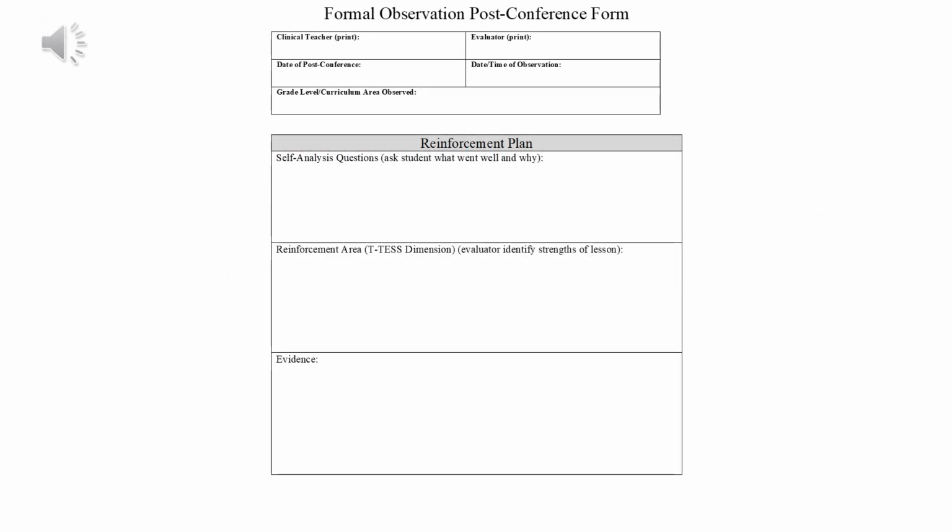The formal observation should be followed by a post-observation conference. Please make every effort to have the post-observation conference within 24 hours of the formal observation. During the post-observation conference, the clinical teacher should reflect on what went well during the lesson and what she or he would change. The evaluator should have the reinforcement area and refinement area filled out prior to the post-observation conference. The self-analysis questions, evidence, and recommendations and goals will be completed during the conference through discussion and reflection on the lesson.